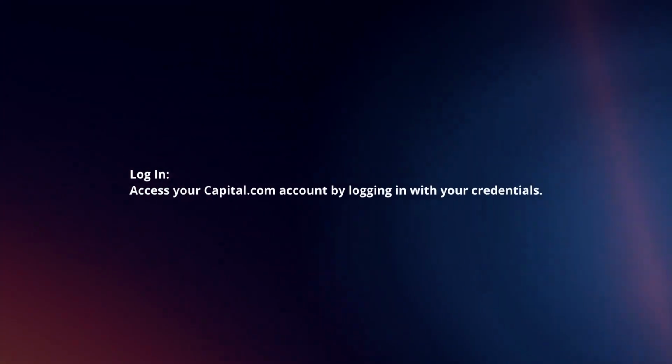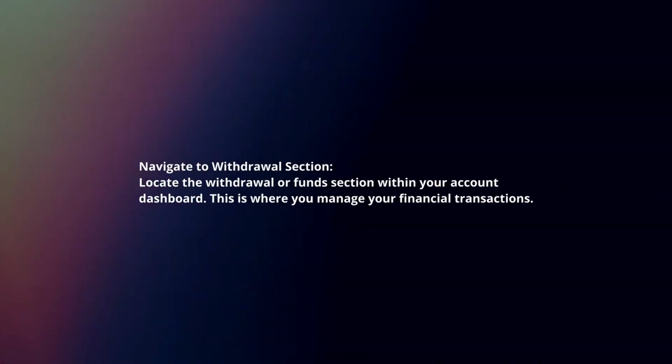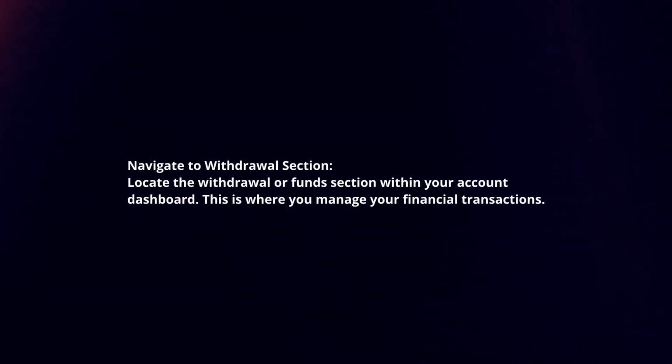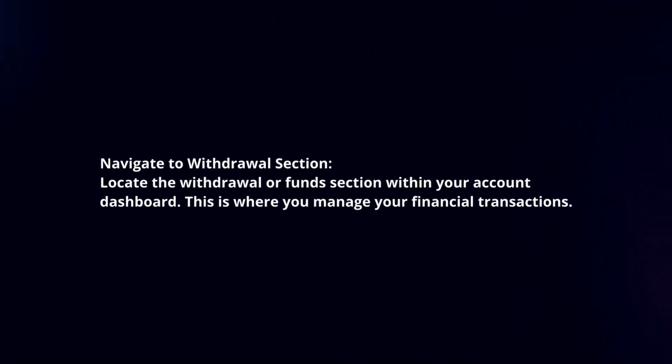Withdrawing money from Capital.com, an online trading platform, involves the following steps. Log in. Access your Capital.com account by logging in with your credentials. Navigate to Withdrawal section. Locate the Withdrawal or Fund section within your account dashboard. This is where you manage your financial transactions.